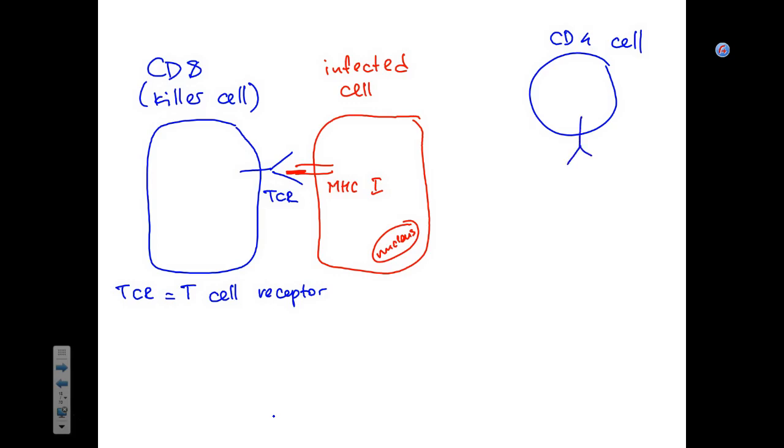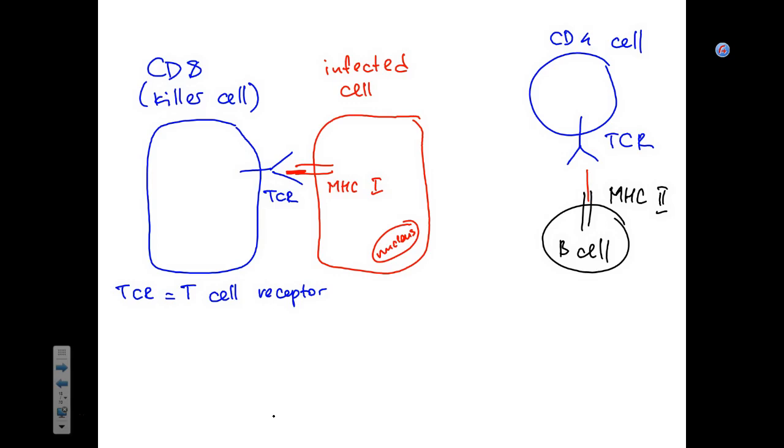They also have a T cell receptor. But now, let's say it's the B cell that presents the antigen on its surface as a component of MHC class 2. CD4 cells don't kill anything. Upon this interaction, the CD4 cell will additionally activate the B cell. Does that make sense? It's going to kick it up a notch.